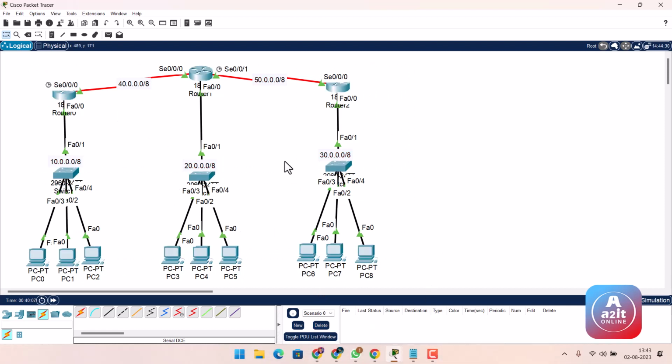Alright guys, so this is all about static routing. If you have any doubts or queries, then you can ask.